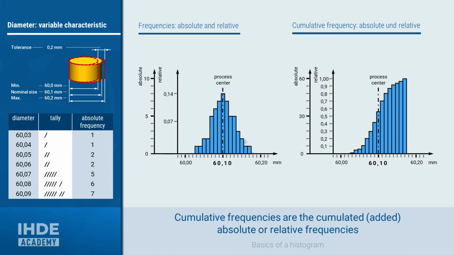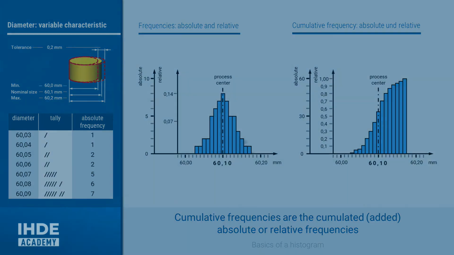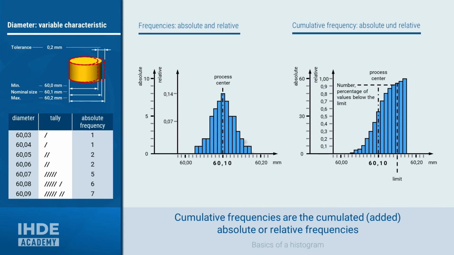The question often arises as to how many values are below a certain limit. The absolute and relative cumulative frequencies are here also useful representations. The cumulative frequency is calculated as the sum of the individual frequencies of the characteristics from the smallest expression to the limit value. The limit value can be found on the x-axis, and the number or proportion of values that are below this limit value can be read off the y-axis.